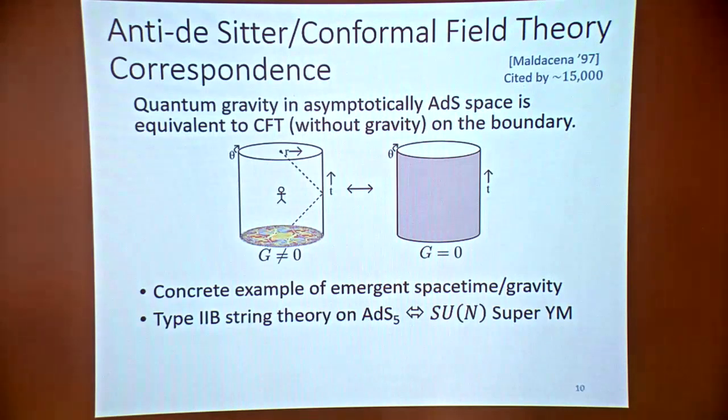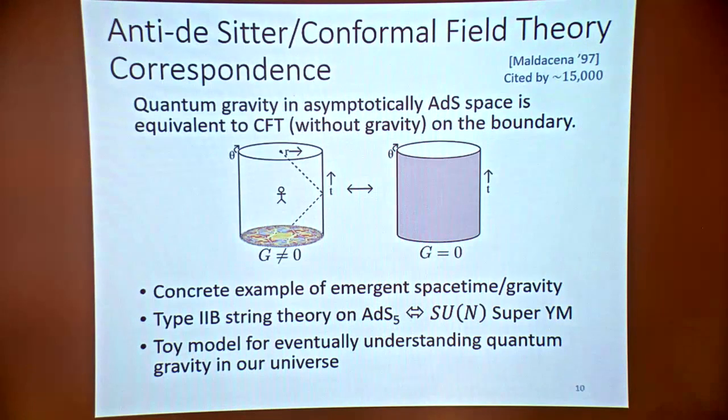There are many realizations of such a duality. The most famous one is probably string theory, a certain type of string theory known as type IIB, on 5-dimensional AdS space times a 5-sphere, and that's dual to the so-called supersymmetric Yang-Mills theory with SU(N) gauge group. The supersymmetric Yang-Mills theory is simply a non-abelian version of quantum electrodynamics, and now we have supersymmetry added to the theory.